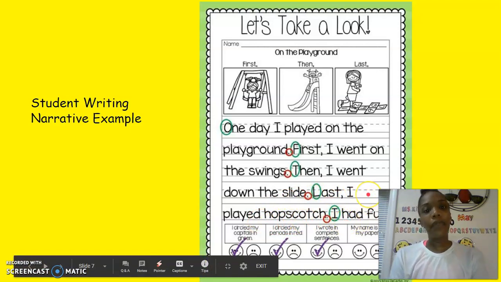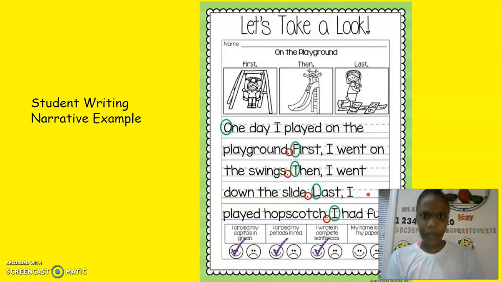Now, thinking about who is this person? Well, we can see that it's a little girl, right? By her picture, because she drew her picture in sequence. That means in order. She has it first. This is her picture here of her on the swing.